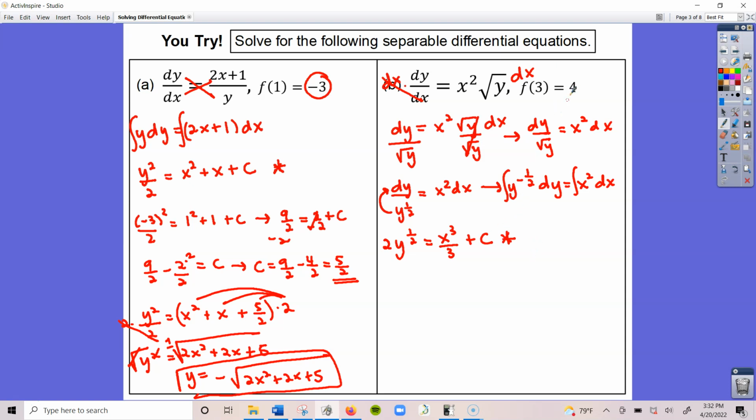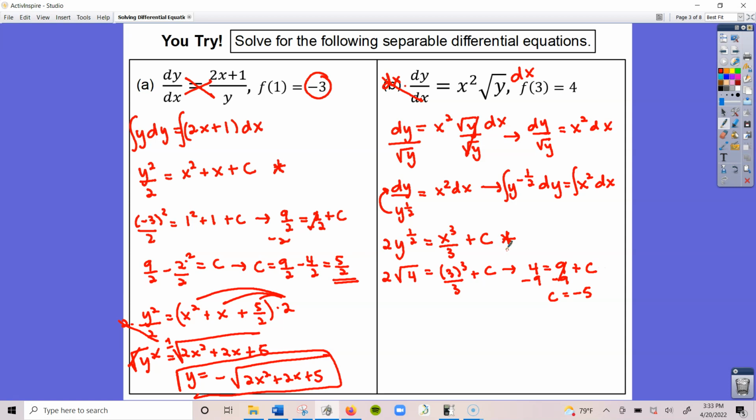I am now going to plug in the 4 for the y and the 3 for the x. So this is going to be 2, and now this is to the exponent of 1/2, which is the square root of 4, is equal to 3 to the 3rd over 3 plus c. The square root of 4 is 2, times 2 is 4, equals 3 to the 3rd is 27, divided by 3 is 9, plus c. Subtract the 9 from both sides, we get that c is equal to negative 5.